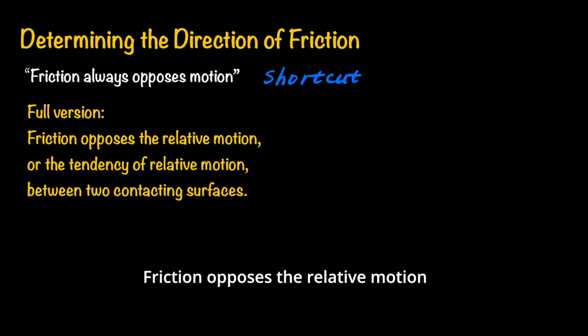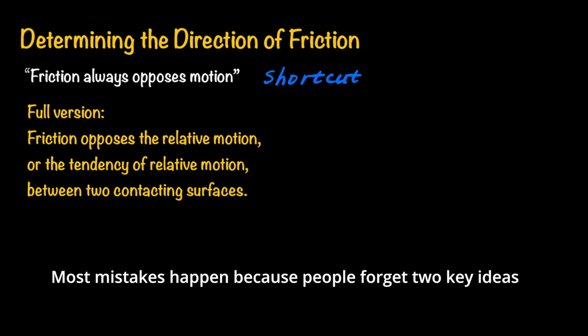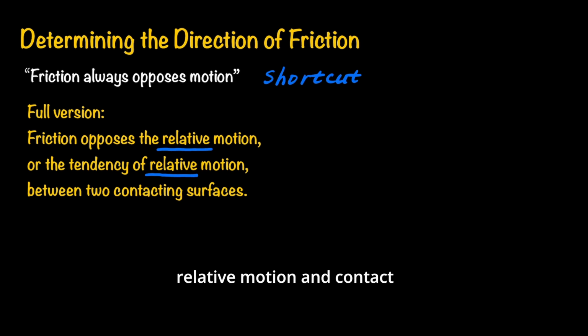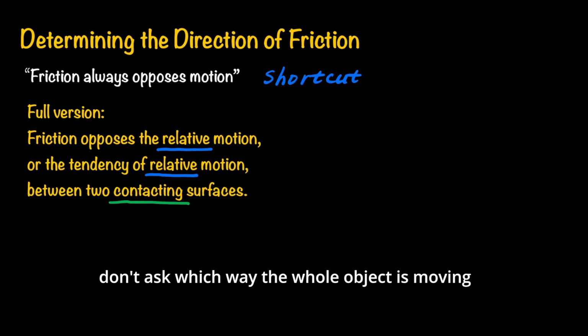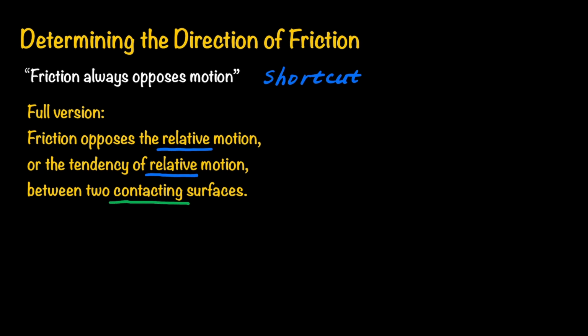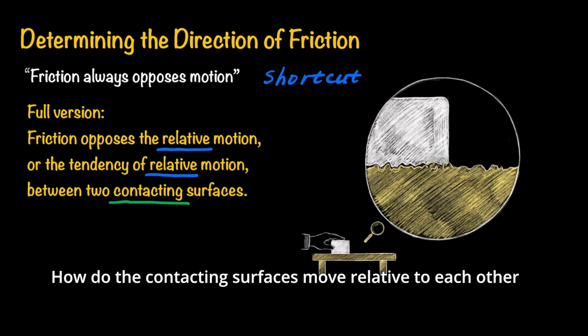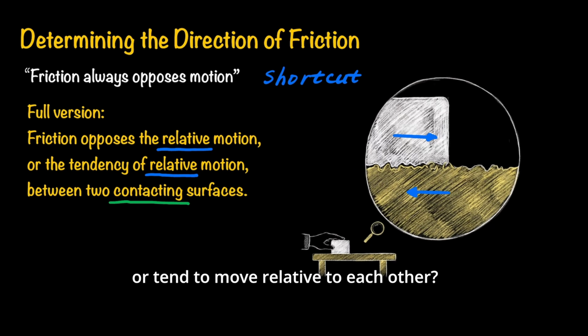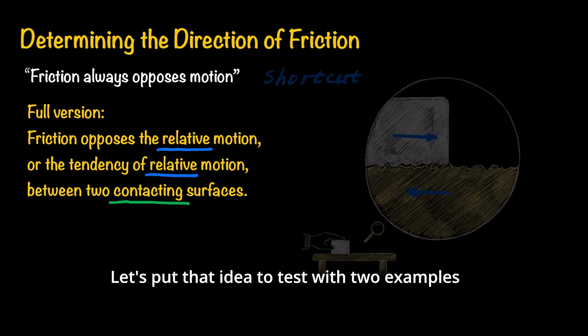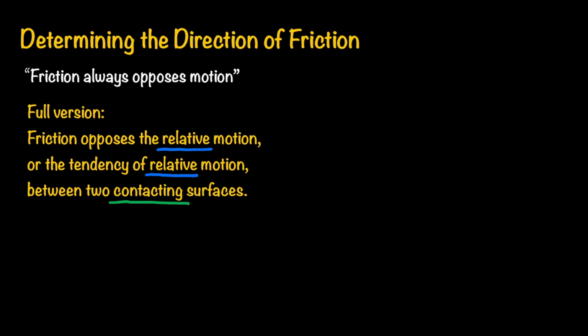Friction opposes the relative motion, or the tendency of relative motion, between two contacting surfaces. Most mistakes happen because people forget two key ideas: relative motion and contact. In other words, don't ask which way the whole object is moving. Instead, look at what happens at the contact. How do the contacting surfaces move relative to each other, or tend to move relative to each other? Let's put that idea to test with two examples.